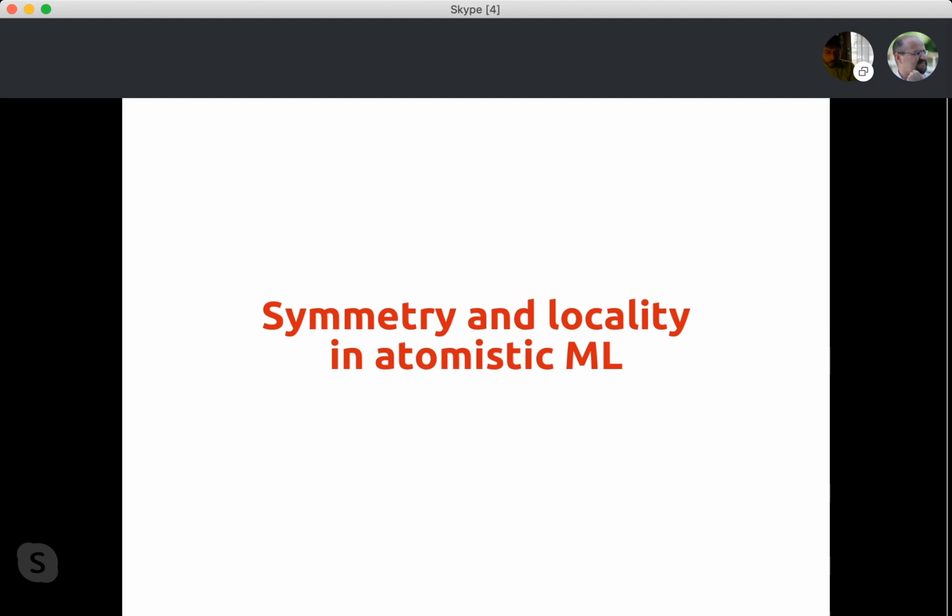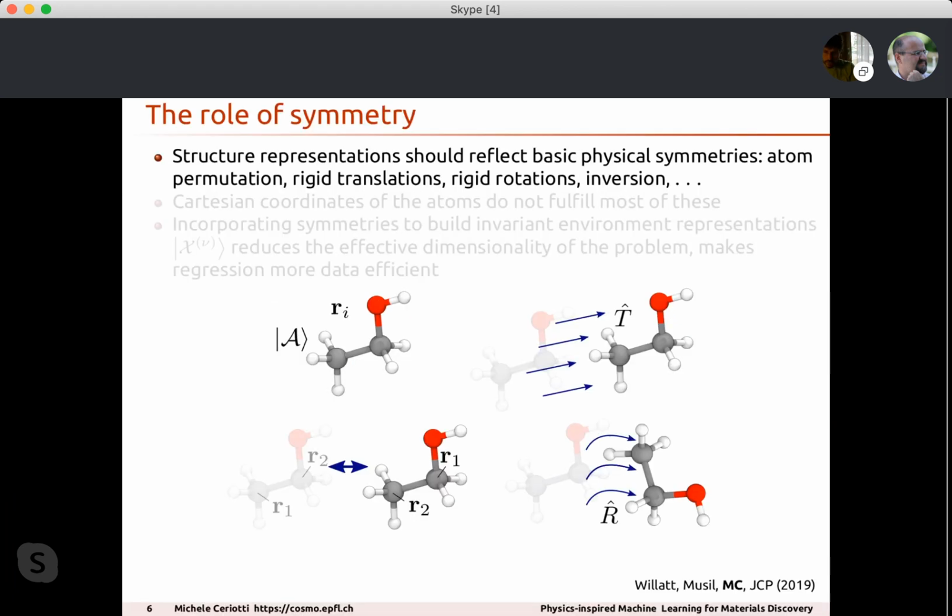So how do you build a machine learning model that is efficient, so that it allows you to train your prediction based on a small number of reference calculations? I maintain, and I'm not alone in maintaining this, that the two ingredients that allow you to achieve efficient machine learning of atomistic properties are symmetry and locality. So what is symmetry about?